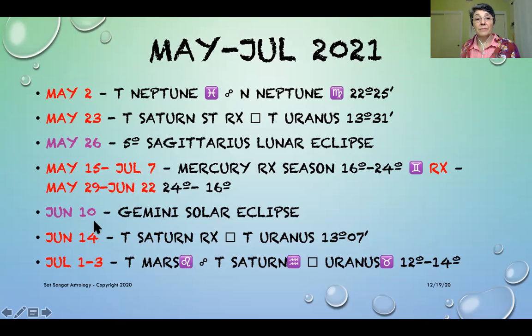Then we have the Gemini solar eclipse on June 10th. And then again on June 14th, we have the last, well, not last really, but the last exact square between Saturn and Uranus, following again the same process that I described earlier. From July 1st to the 3rd, we have transiting Mars in Leo, opposing transiting Saturn, and squaring Uranus in Taurus. So this is a T-square that is very, very powerful.